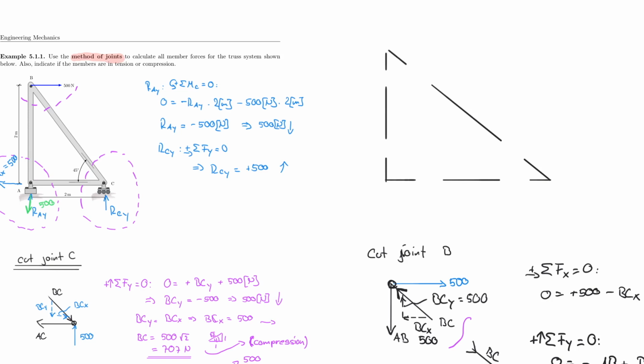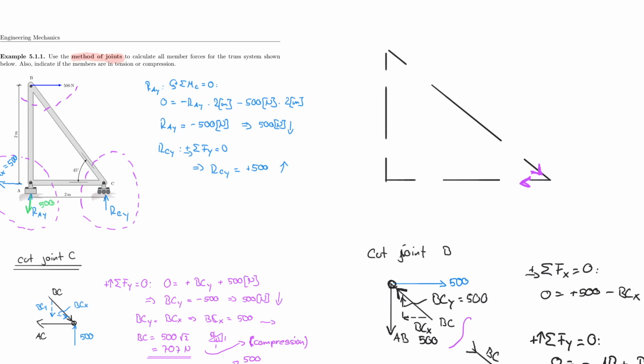And now let's look at that together. I need to identify what is compression and tension. And I started with the node on the bottom right, node C. So I'm gonna also include my forces there first. So I found that AC is in tension, which means it's going in that direction, whereas BC was in compression. So that's how the very first result was.